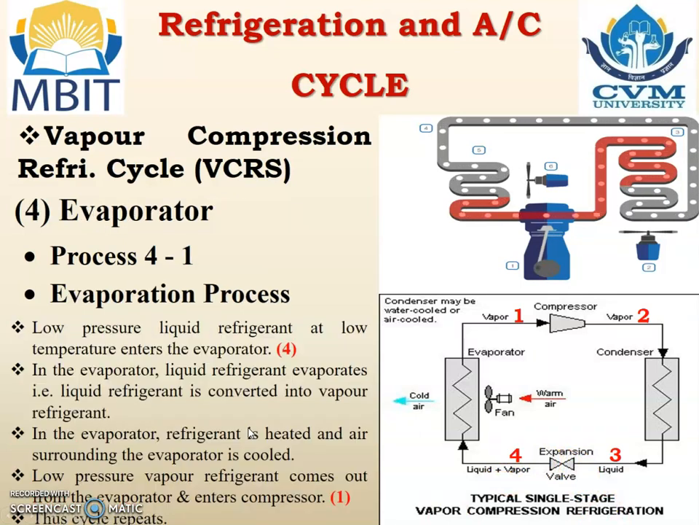Now the next component is the evaporator. And in the evaporator, which process takes place? Process number 4 to 1. It is known as the evaporation process. What enters into the evaporator? Low pressure liquid refrigerant at a low temperature enters the evaporator. Now what happens in the evaporator, or what is the function of the evaporator? So in the evaporator, liquid refrigerant evaporates. It means liquid refrigerant is converted into vapor refrigerant.